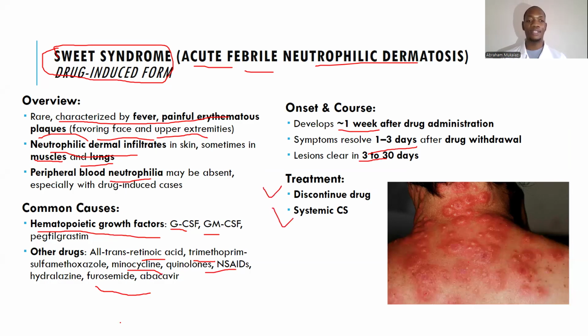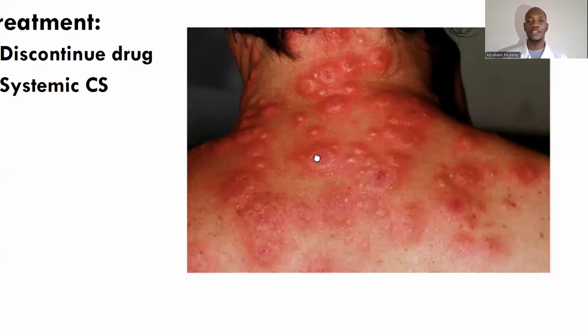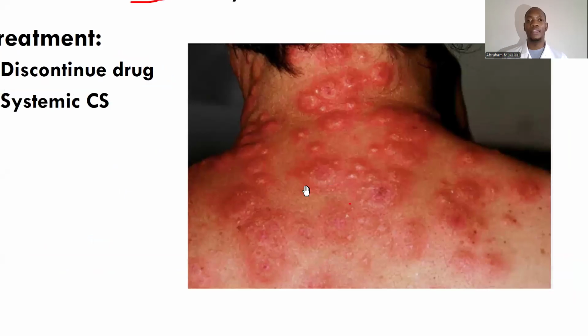So as you can see in this picture, if I may zoom in for you. So in this picture, we see these plaque-like lesions that are on the back. They're a little bit wet with pustules around and an erythematous base. So this is how the patient will look like if they get a drug-induced Sweet syndrome.